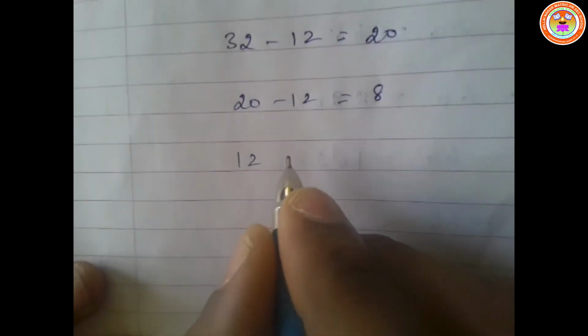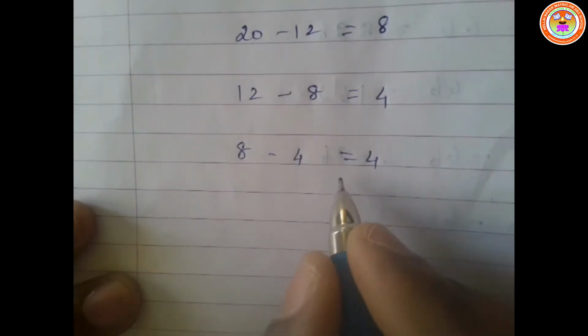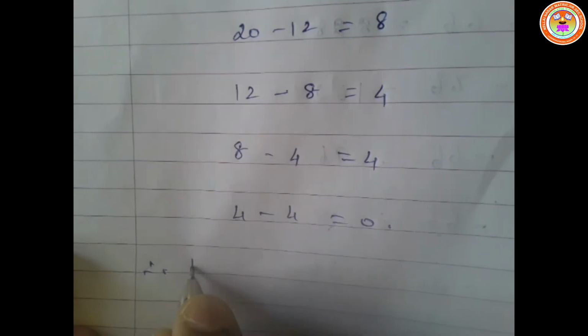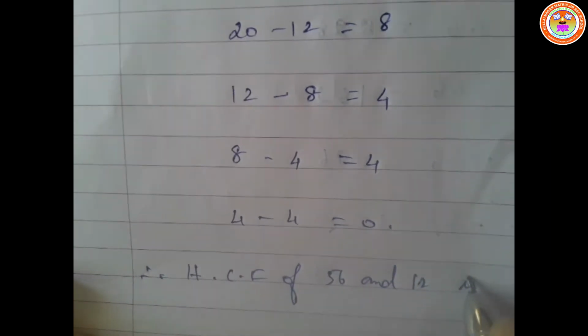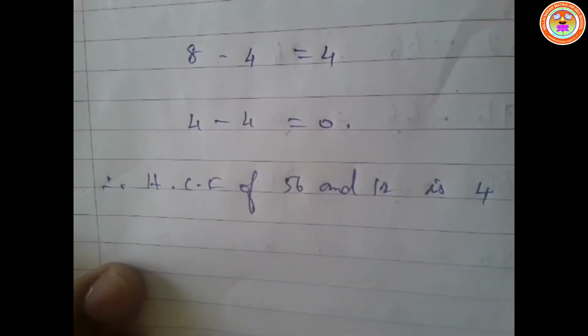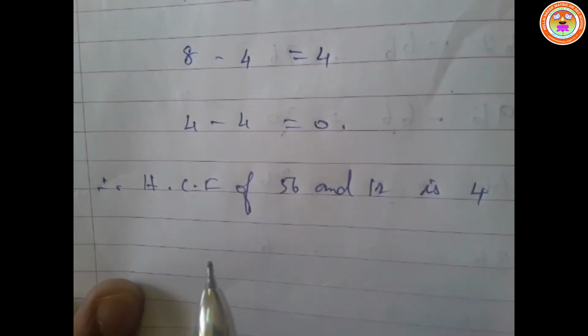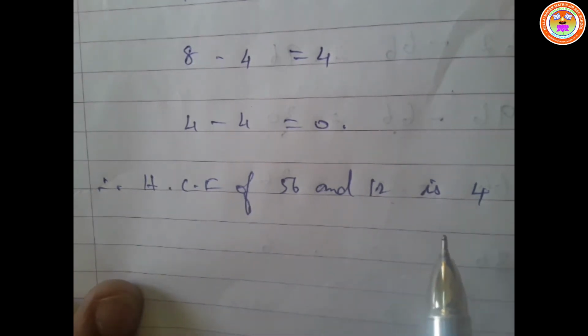Again 12 minus 8, you will get 4. 8 minus 4, you will get 4. So again 4 minus 4, it is 0. So now therefore HCF of 56 and 12 is 4. So using the repeated subtraction method, we are getting 4, and if you use the division method also, again we are getting the same answer, 4.